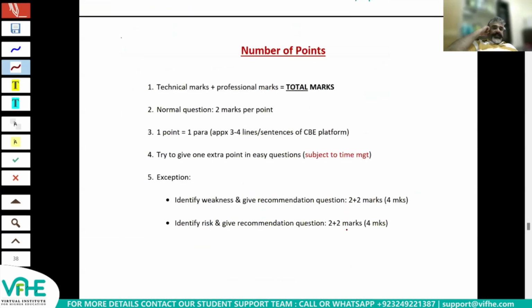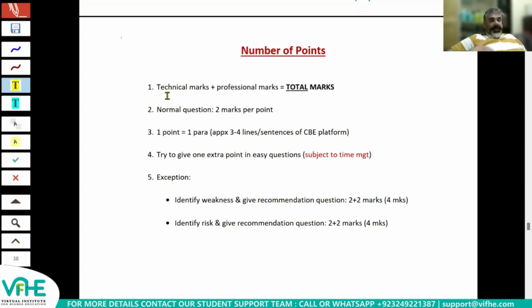The third thing is about the number of points. How do we decide how many points we are supposed to write? It's a very simple rule of thumb. Usually one well-drafted point carries 2 marks. What did I say? One well-drafted point carries 2 marks.